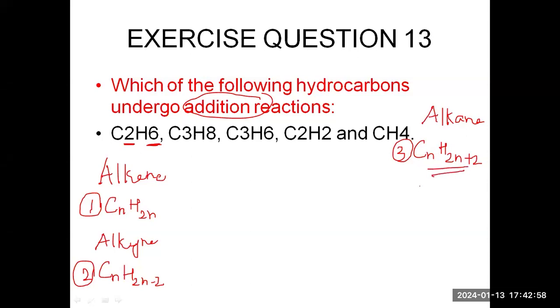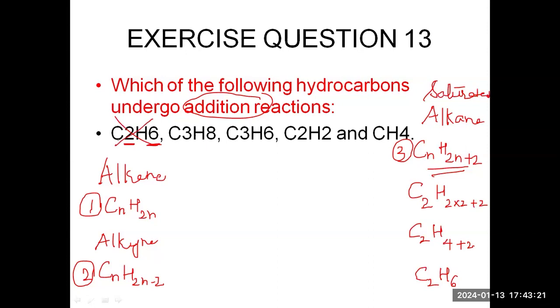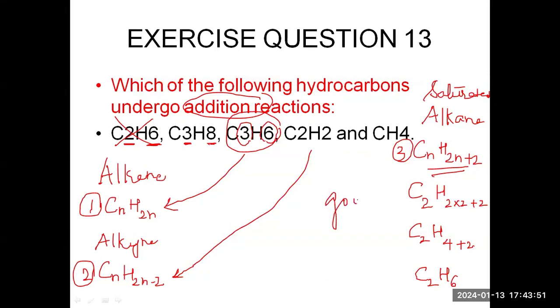Formula number 3 is applicable because if C is 2, H is 2 into 2 plus 2, C2H4 plus 2, C2H6. So this is saturated. Saturated will not go for an addition reaction. Now check the second one, C3H8. Which formula do you think? 3 and 4, okay. Let us check. 3 is this one, so 3 is good. And C2H2 is this. Very good.